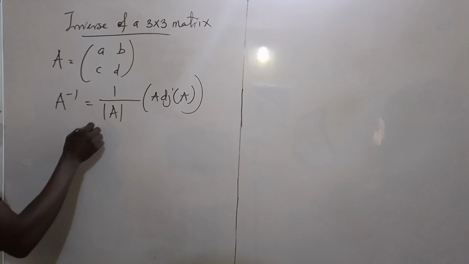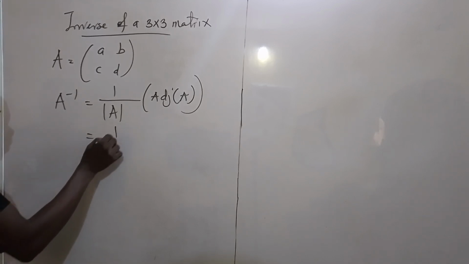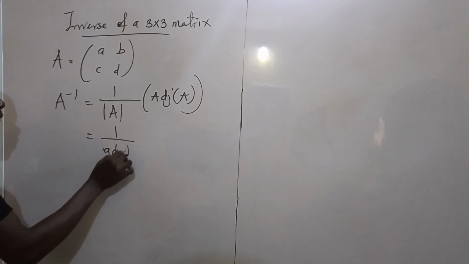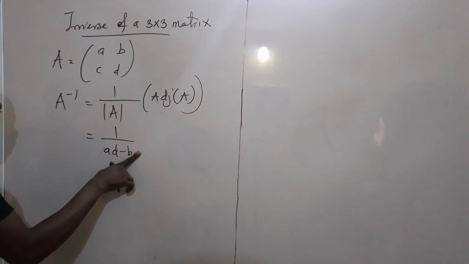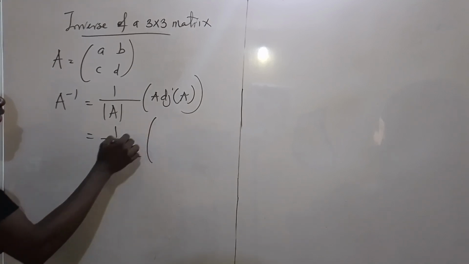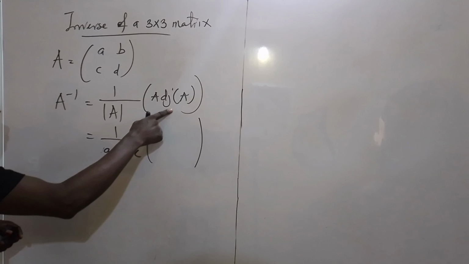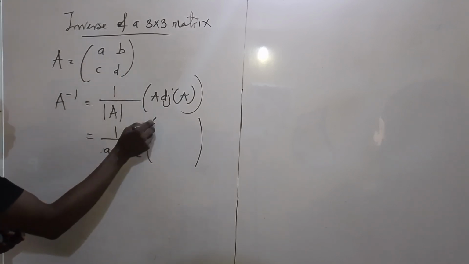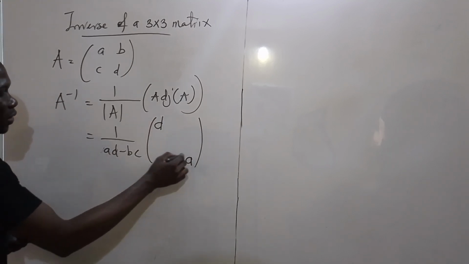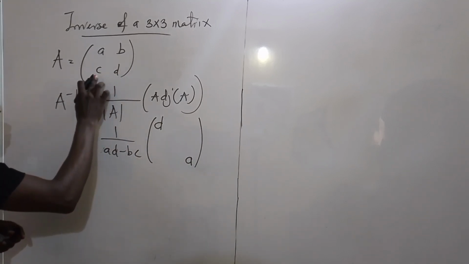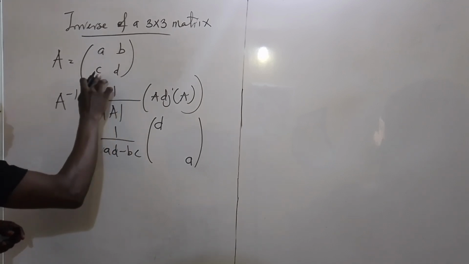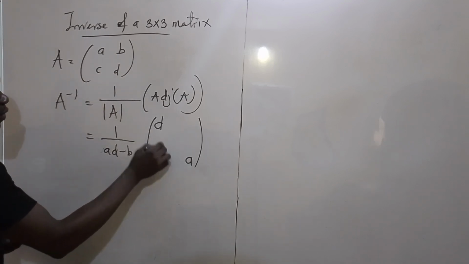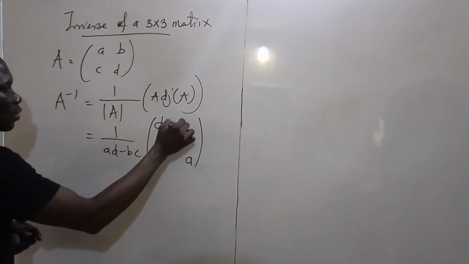The determinant of matrix A here is simply A times D minus B times C. So this is AD minus BC. Then this is multiplied by the adjoint. For the adjoint, the elements on the principal diagonal are switched. So A and D will switch position. D comes here, A comes down here. Then the elements B and C will be multiplied by minus 1. So minus 1 times C is minus C. Minus 1 times B is minus B.